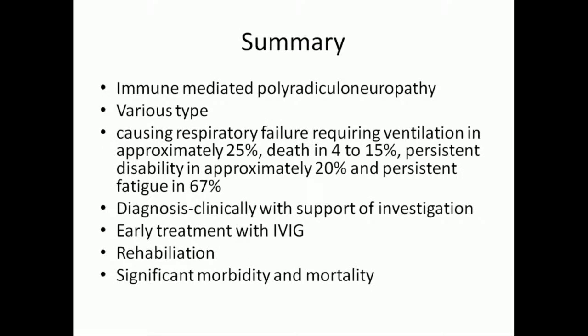So to summarize, GBS is an immune mediated polyradicular neuropathy. There are various types we have seen, and it may cause respiratory failure requiring ventilation for 25% of the patients, death in 4 to 15%, persistent disability in 20%, and persistent fatigue in 67% of the patients. Diagnosis is usually clinical and with support of investigation. Early treatment is with IVIG or plasmapheresis, and rehabilitation is very important as far as the long-term outcome is concerned, and it is also associated with significant morbidity and mortality.